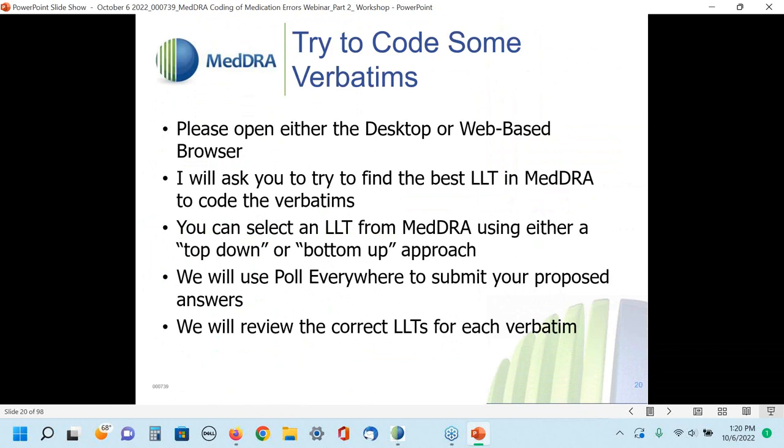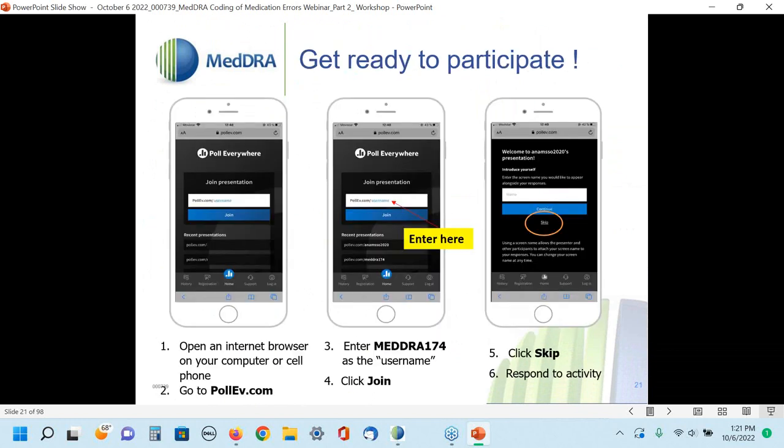Again, when you are talking about medication errors per se, and you're in the injury, poisoning, and procedural complication SOC, understand that in general, a top-down approach is the best way to go about this. You're going to use PollEv to submit your proposed answers, and then we'll go over correct LLTs, or at least what I would present to you as correct LLTs.